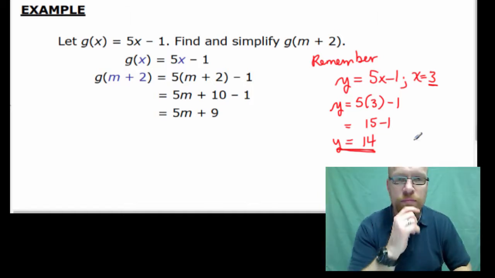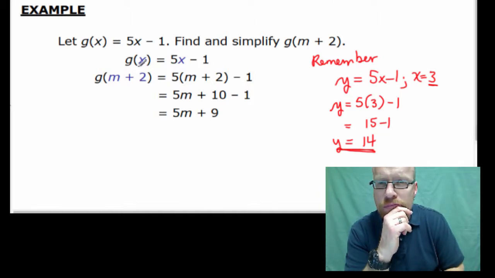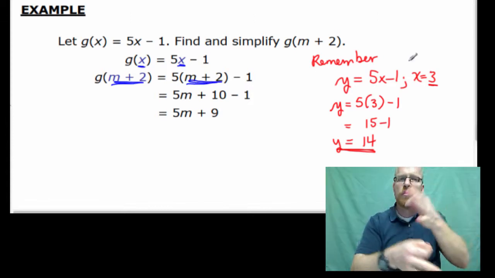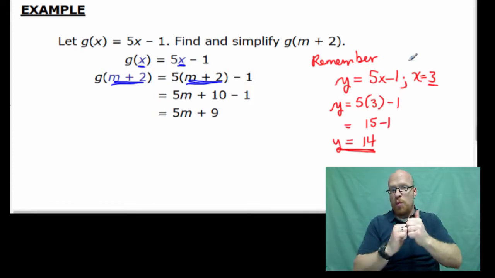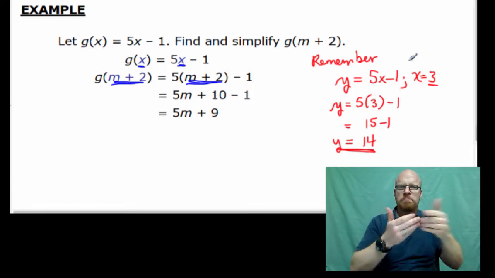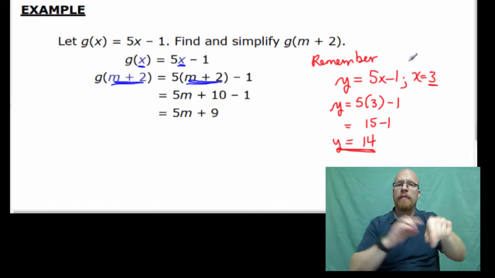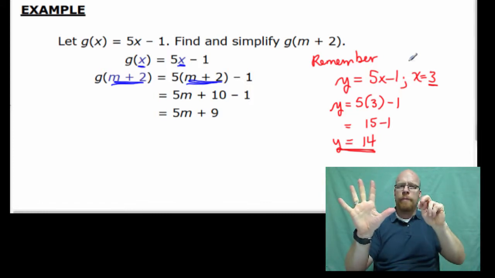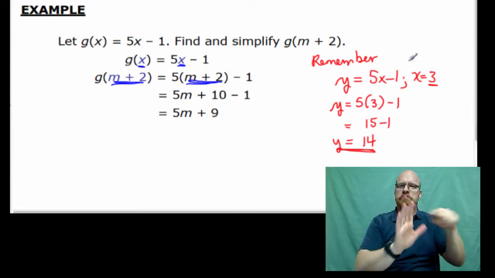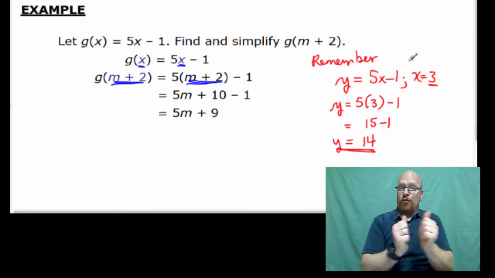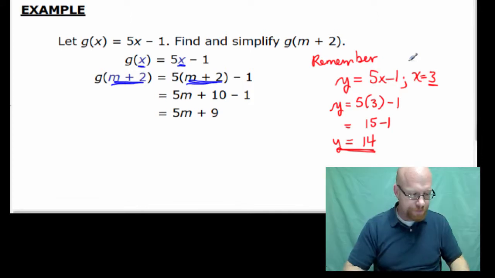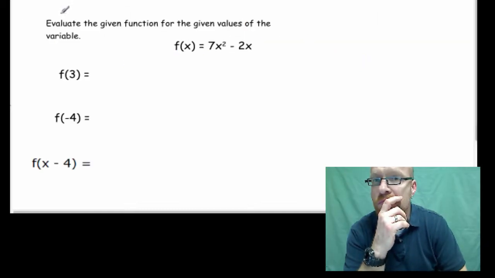Whatever you see inside here, you replace with 5m plus 2. You can replace x with numbers, you can use expressions or whatever. Now let's go ahead and use your algebra skills. You distribute the 5m plus 10 minus 1, and then 5m plus 9 is the output. Now we're going to work on some things together and practice this skill.